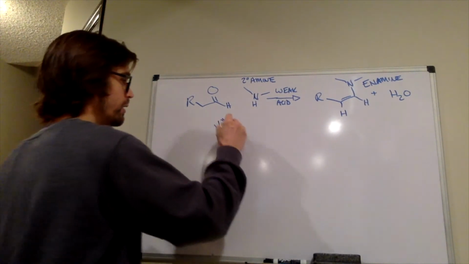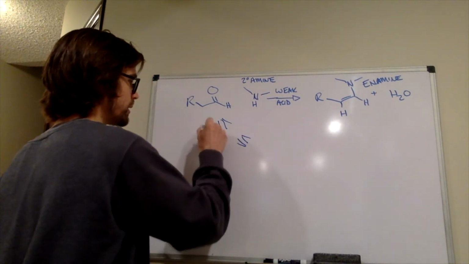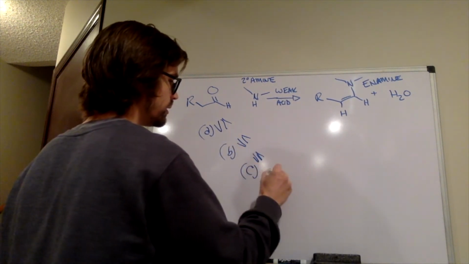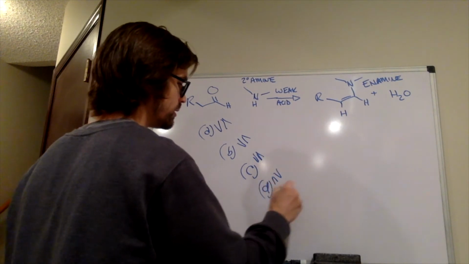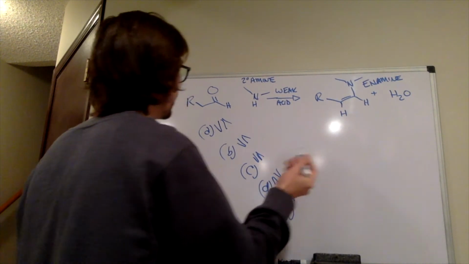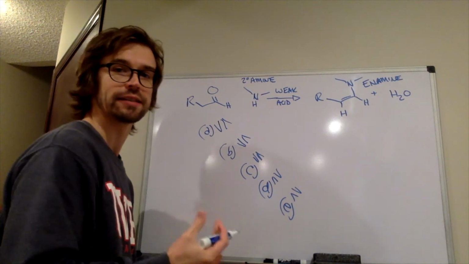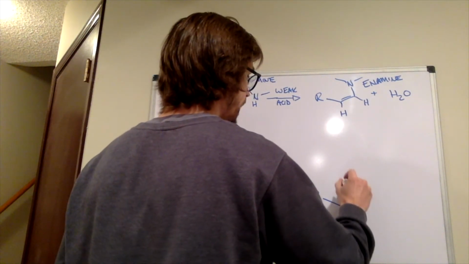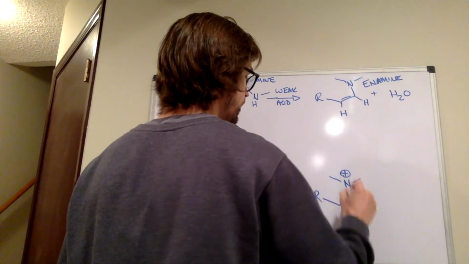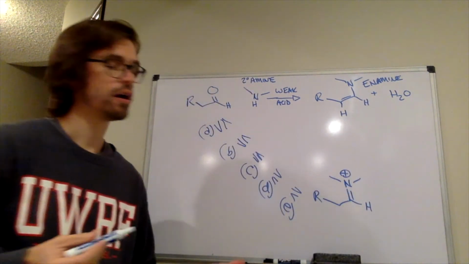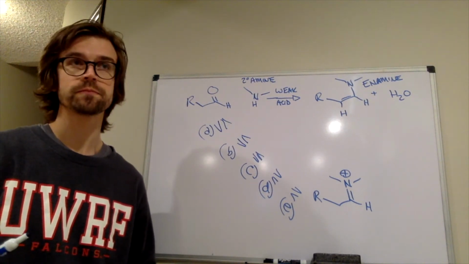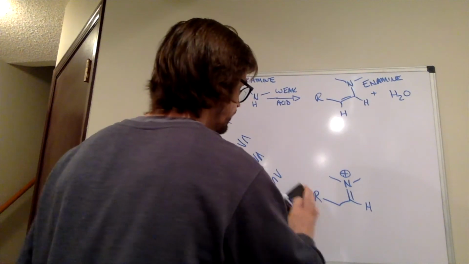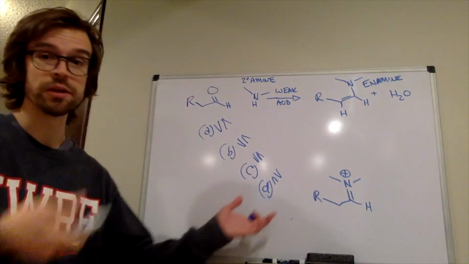So I'm just going to draw some equilibrium arrows. And we say A, B, C, D, E. Once we went through all of those same exact steps as what we just saw with an imine, we would just go A through D. We would have this intermediate, right?